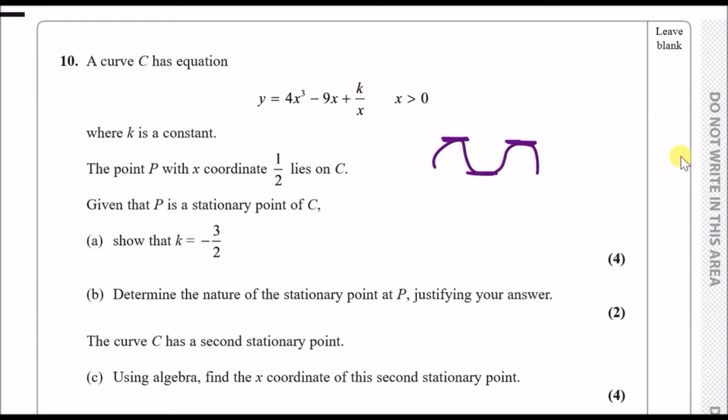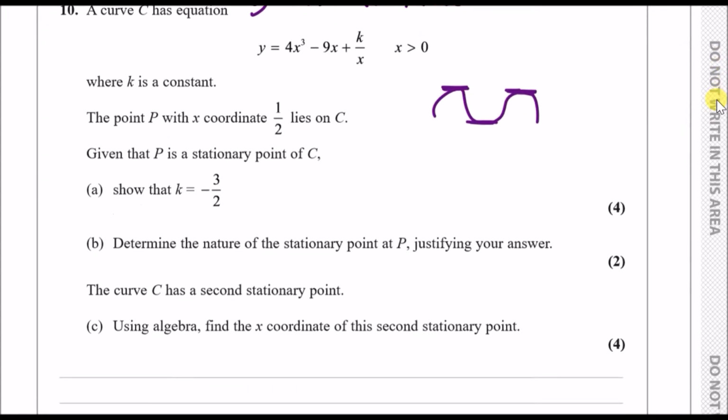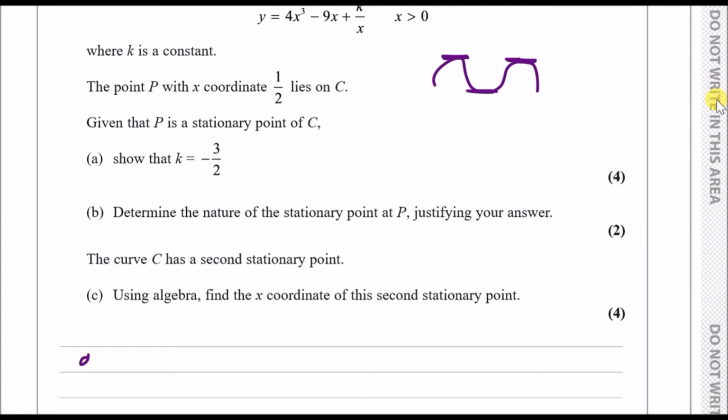So what I would do, guys, is rewrite this y equation and keep the first two terms, 4x cubed minus 9x, but then change k over x. If you've got x at the bottom, to bring it to the top line, it becomes x to the negative 1. So it becomes plus k x to the minus 1. So this is the reciprocal index here. Now we want to go ahead and differentiate this. So to differentiate that, this is part A.